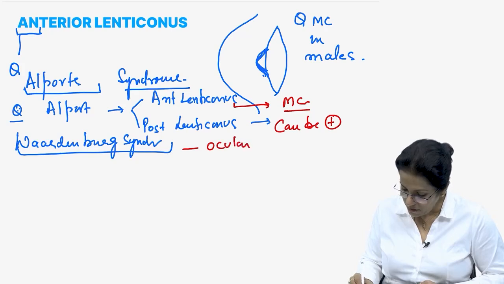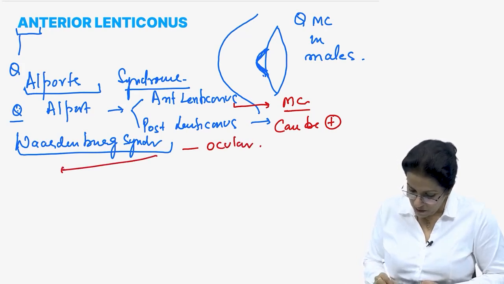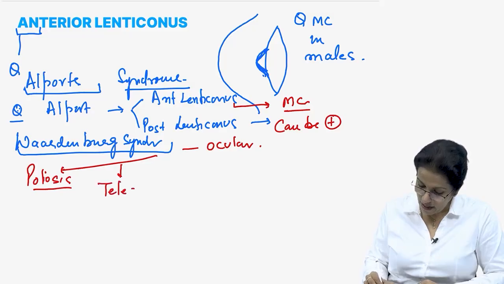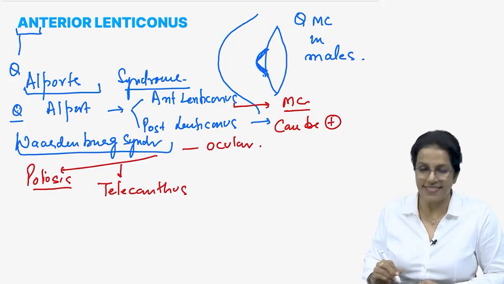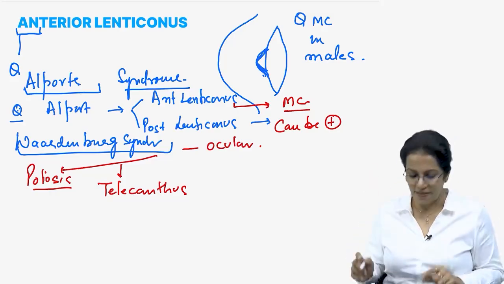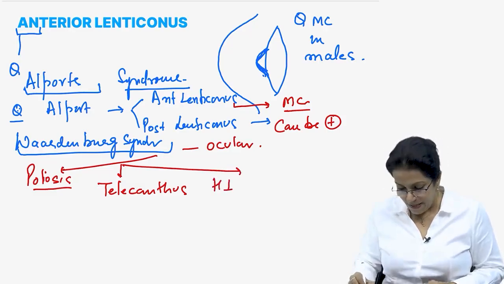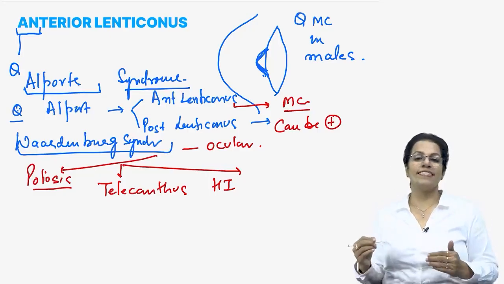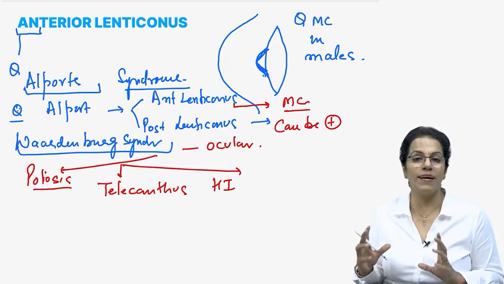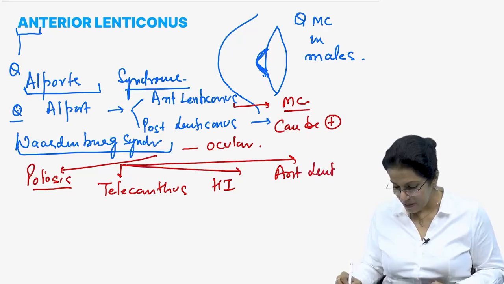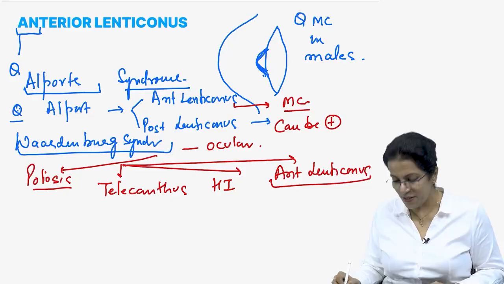If I talk about ocular features, one is your poliosis. What is poliosis? It is graying of eyelashes. Second you will get is telecanthus. That is far apart medial canthus. When the two medial canthus are far apart. What is the third one? Third you are going to get is heterochromia iridis. What is heterochromia iridis? Difference of iris color between the two eyes. And lastly, of course, we just learned anterior lenticonus. So very quickly we have learned the ocular features of Waardenburg as well.